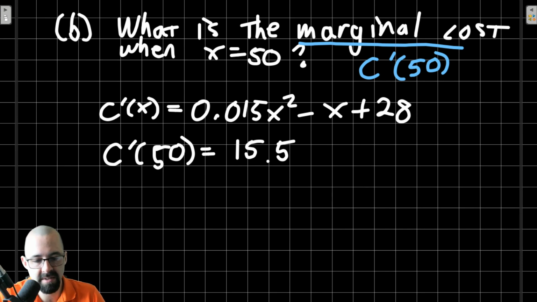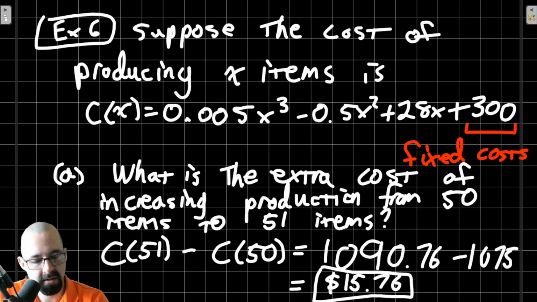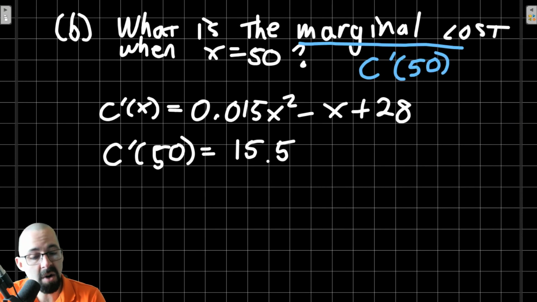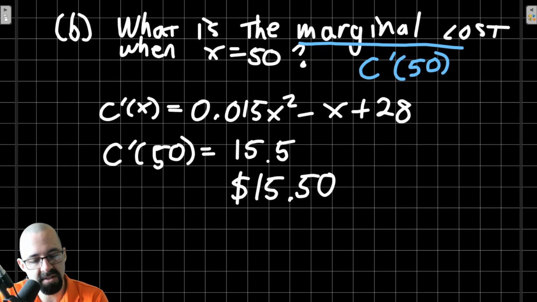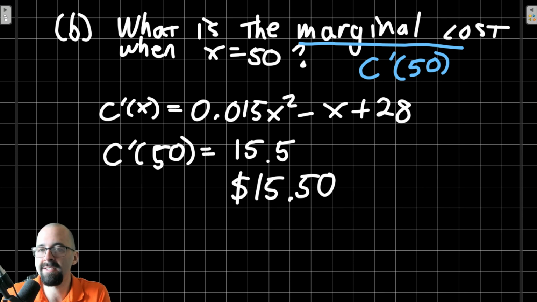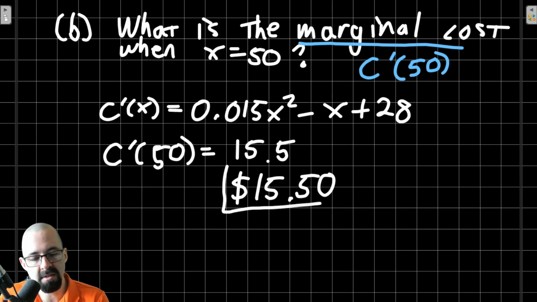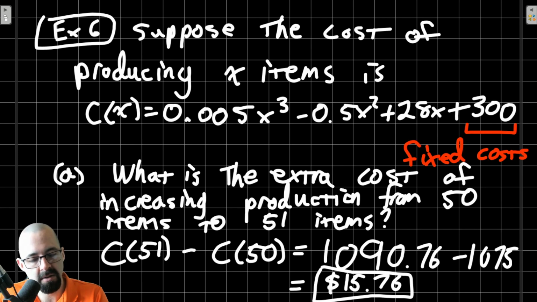So again, we need the right units, right? The additional cost was $15.76, and the marginal cost is going to be $15.50. So very, very close, right? And really, they're kind of the same thing. One is just an approximation of the other. So the marginal cost is $15.50 per additional unit, and the extra cost we found was exactly $15.76. So they should be very, very close.